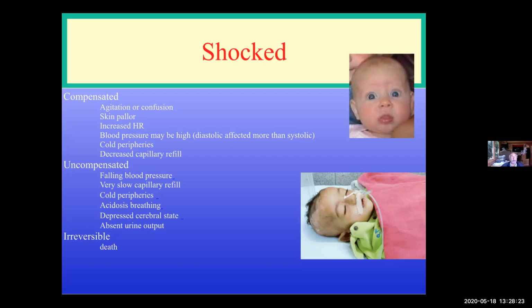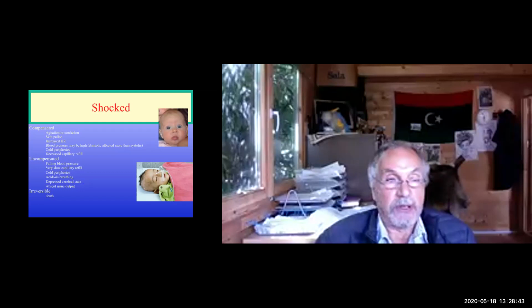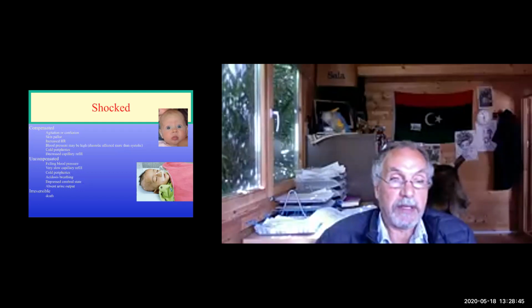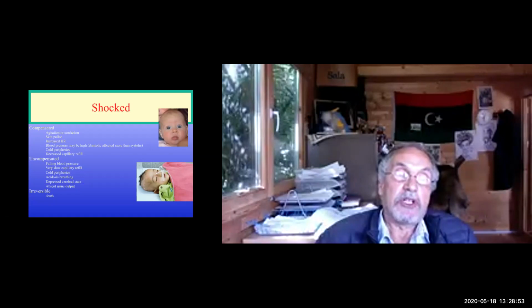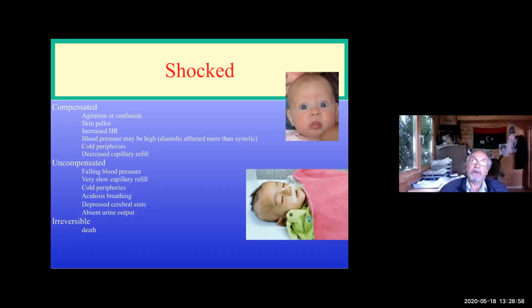And then irreversible. If you do something in the compensatory phase and you recognize them, then the survival rate, as I said, is 90% or more. If they slip to the uncompensatory phase, then the survival is 30%, and they will have a lot of bad outcomes. And if you don't recognize the compensatory phase and do nothing, the child will be dead. And remember, children have a prolonged compensatory phase. That means they give you time, enough time to help them.